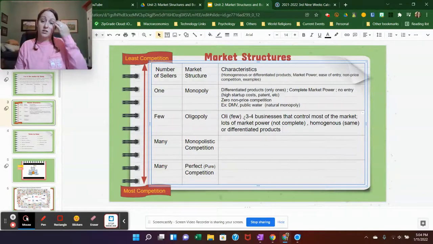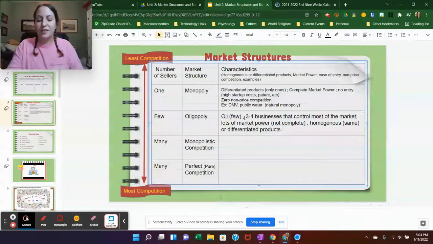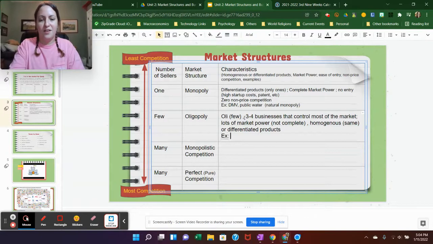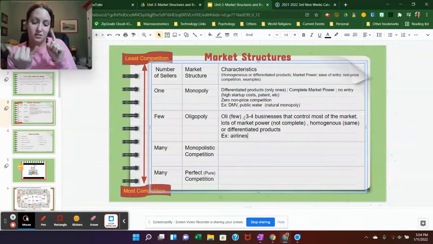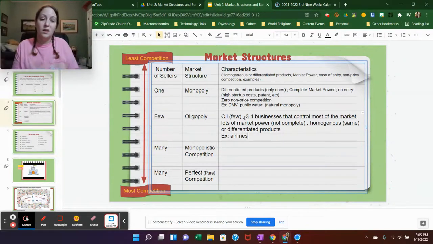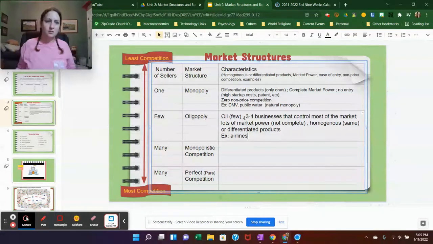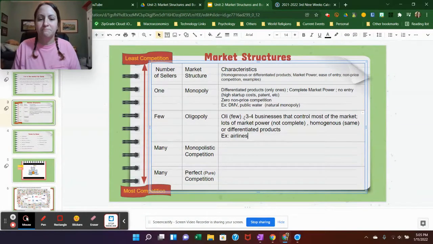Differentiated obviously means different. So the example of an oligopoly would be like the airlines. There's what? There's Southwest, there's American, there's Delta. There's just a handful. We're not talking about hundreds of airlines. They sell basically the same product.